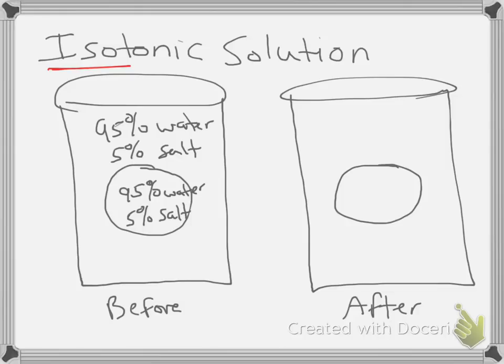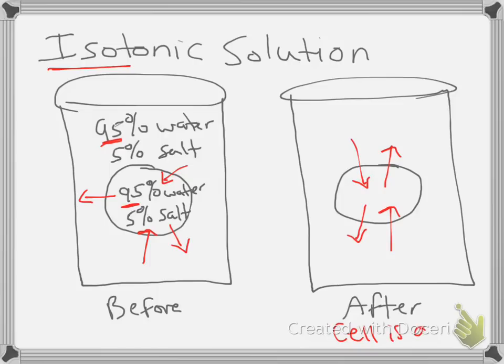So in an isotonic solution, we have 95% water on the outside, 95% water on the inside. So water comes in and water goes out. Water comes in, water goes out. It's all equal, so we have going in, going out, and so the cell stays the same. And that's an isotonic solution.